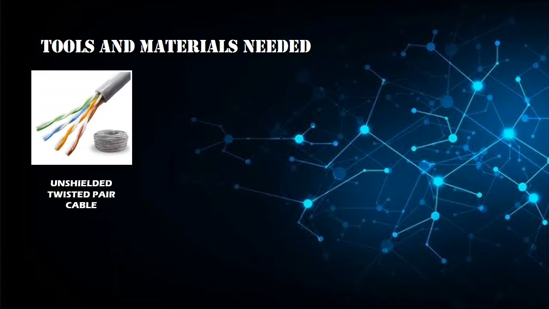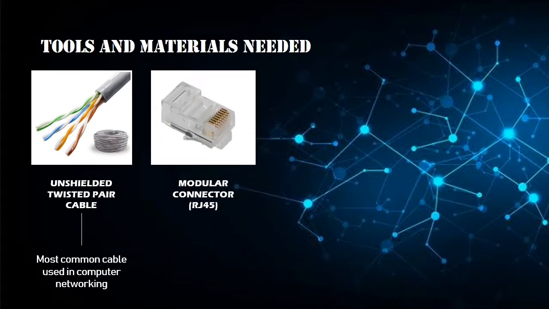First is the unshielded twisted pair cable. It is the most common cable used in computer networking. Second is the modular connector or the RJ45 connector. It is an 8-pin or 8-position plug used for Ethernet networking.